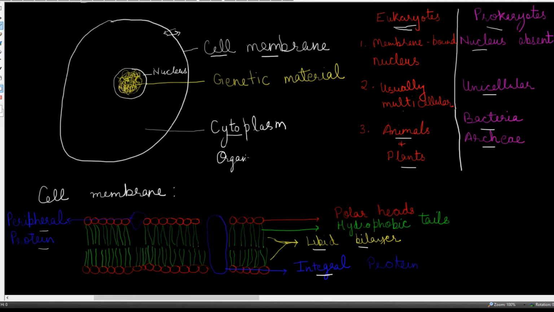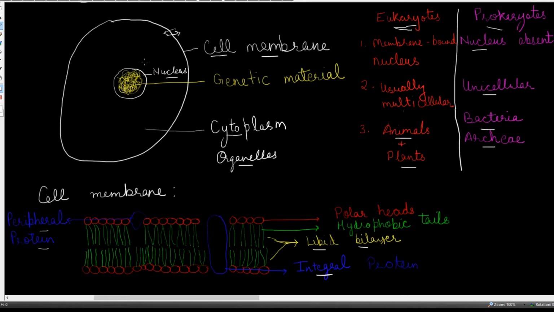Organelles. What does this term refer to? Organelles are membrane-bound small organs of the cell which perform specific functions for the well-being of the cell. Now let's discuss these organelles. The first one being the nucleus. The nucleus is also known as the control center of the cell. Why? Because it contains the hereditary material and coordinates the cell activities like growth, metabolism, and reproduction.